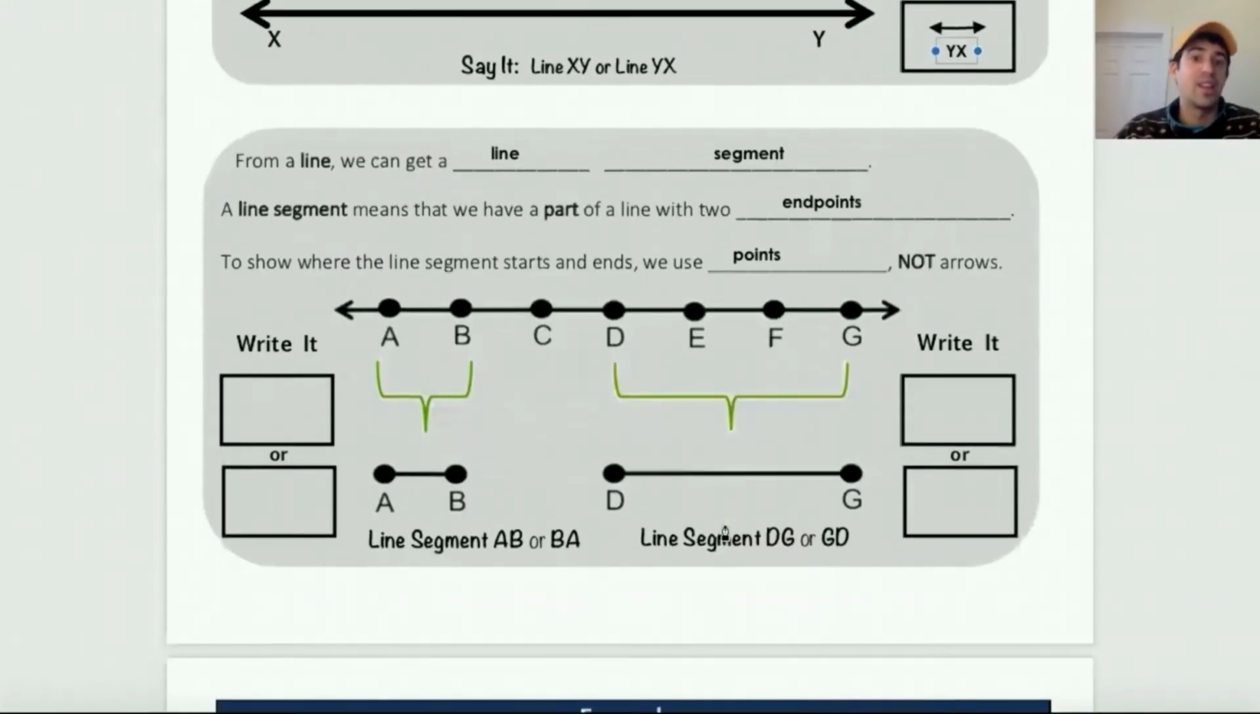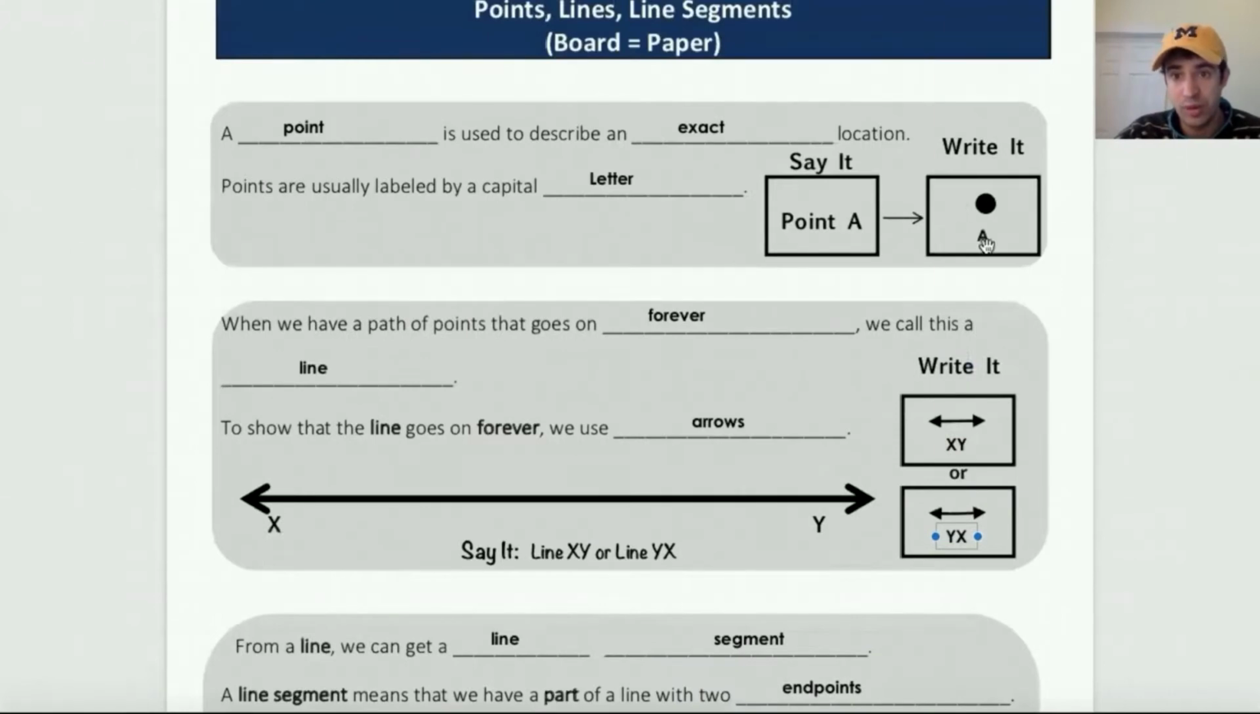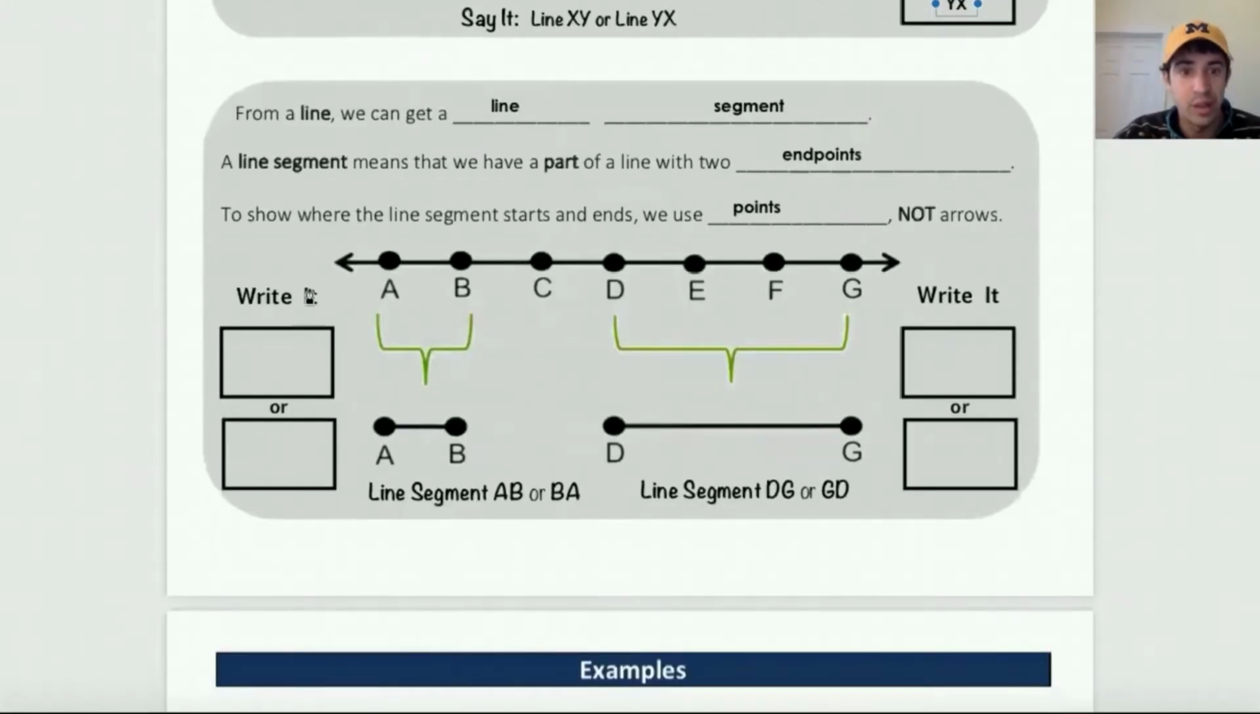A line segment is when we have a part of a line that stops and has 2 endpoints. Those points are like point A. Here are some examples of line segments. For example, when you have a line that goes from here to here, you have line segment AB. And we use points, not arrows, to show where this line starts and stops.